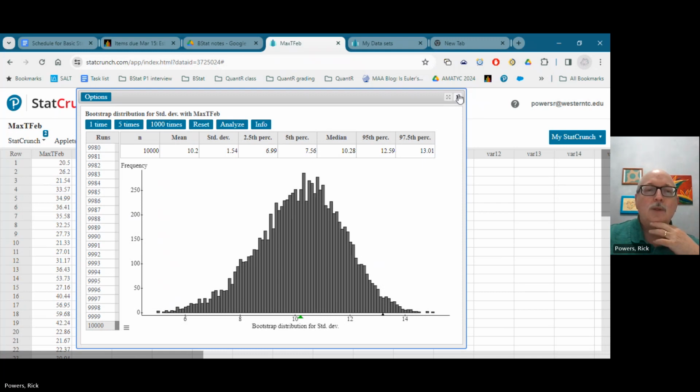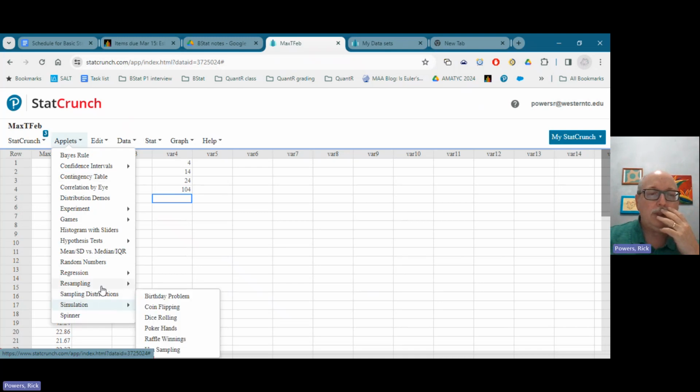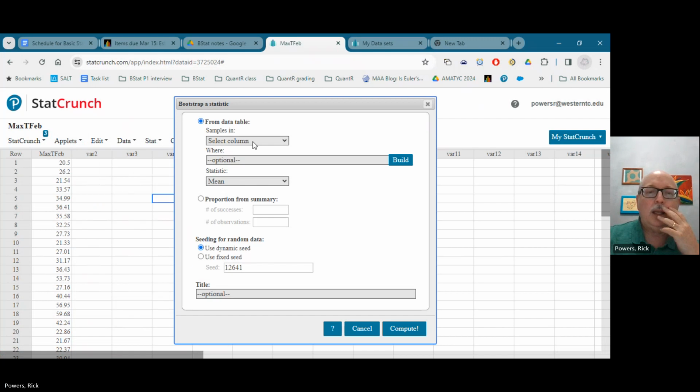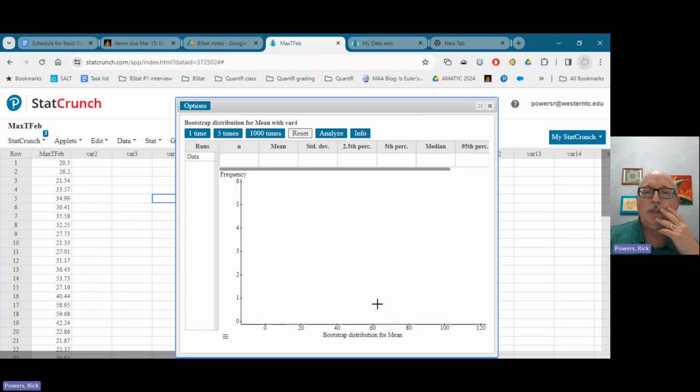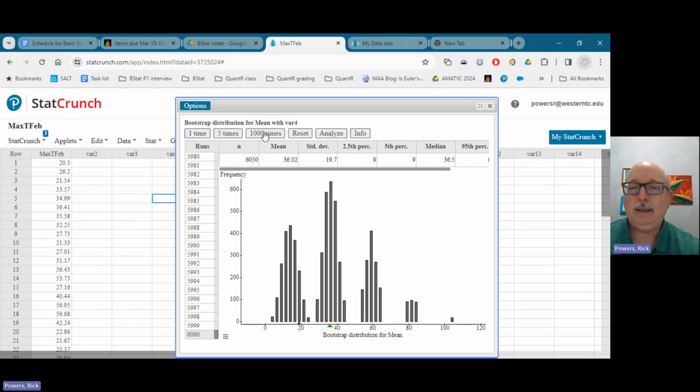Okay, so let's say that I put in just some numbers here in variable 4. 4, 14, 24, and 104. Just some random digits, okay? And now we're going to do my applet, resampling, bootstrap, and I'm going to pick variable 4, and I'm going to see what happens when I do 1,000. Oh, well, that's not bell-shaped, certainly. And if I do it a lot more, it doesn't really get any better. Okay, I can do it 15,000 times and it's not going to look any different.